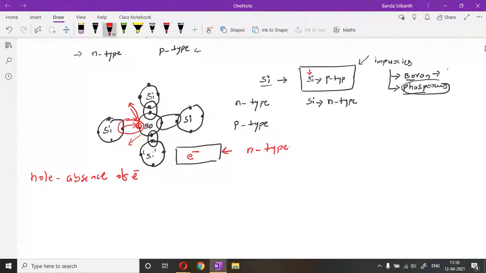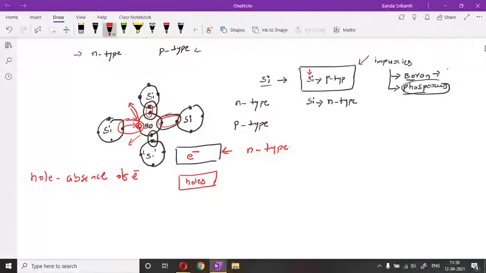Similarly, if we add boron atoms, the boron atom has 3 valency electrons, 1 and 2 and 3. So these will be bonded with the nearest silicon atoms. Then there is no movement of electrons here, but there is an absence of electron. Absence of electron now becomes a hole. So here the majority carriers will be holes. That's why if you add boron atoms into the silicon material, the majority carriers are holes.